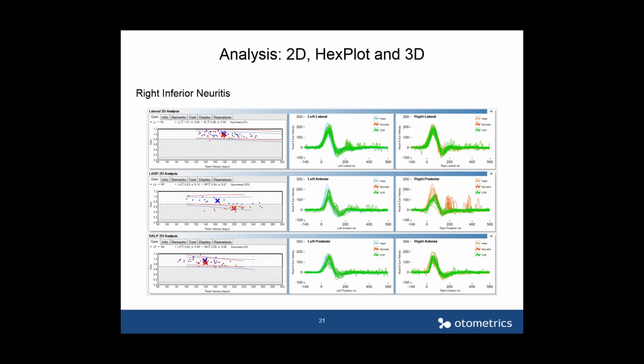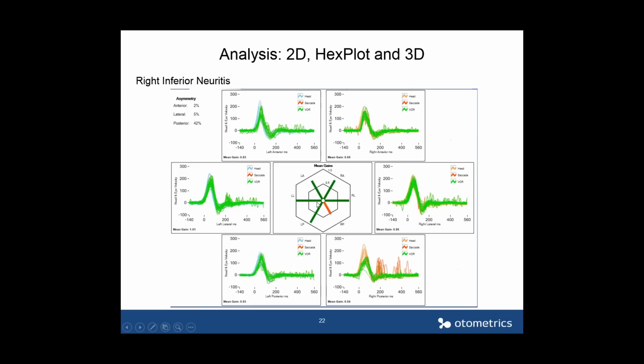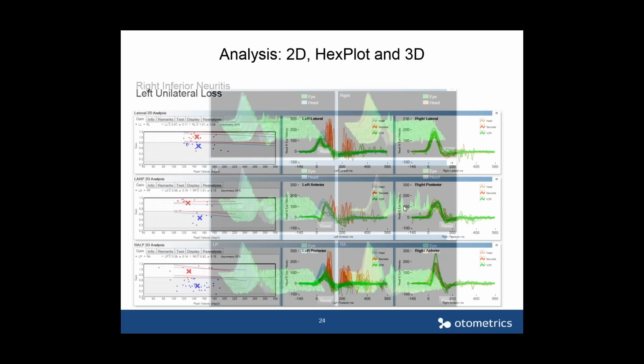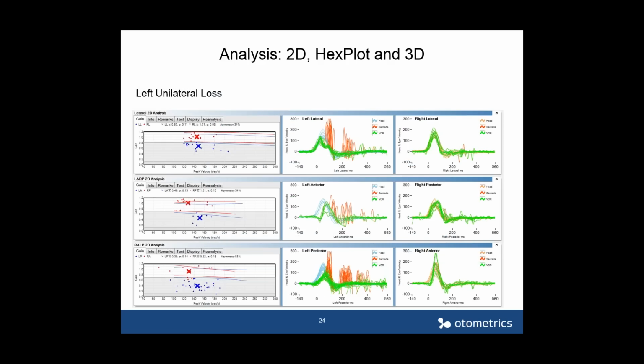So this is indicative of just a right-sided inferior neuritis. You see this on the hex plot as well, pointing to the right posterior. And then on the 3D, you see that tunnel. It's a little bit less prominent in this patient than it was on the previous patient. But you can see here you've got the tunnel and you've got the catch-up saccades. And then the last one is a full unilateral loss.